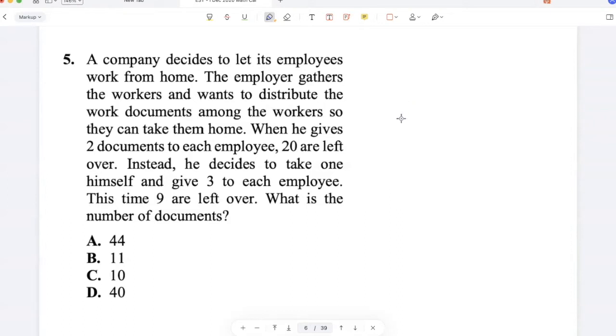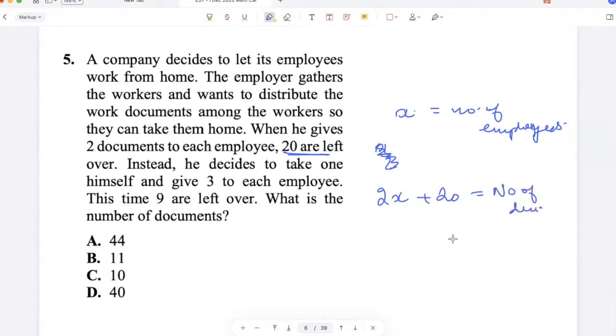Okay, let's say the number of documents is X. So he gives 2 documents to each employee. So number of employees will be X by 2. And 20 documents are left over, right? That's what they are saying. Right, let me say that X is the number of employees. So when he gives 2 documents to each employee, how many documents? 2X. And 20 documents are left over. So this is number of documents, right?